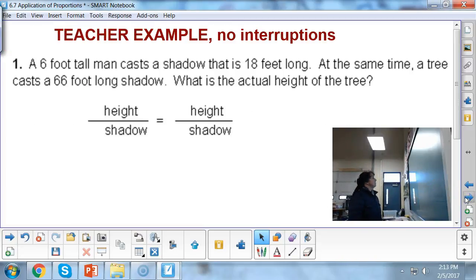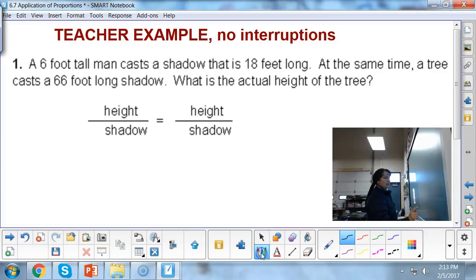Okay. So here's the teacher example. A 6-foot tall man casts a shadow that is 18 feet long. At the same time, a tree casts a 66-foot long shadow. What is the actual height of the tree? So without going up there and measuring the tree, we can use a proportion. So we're going to use height over shadow equals height over shadow.